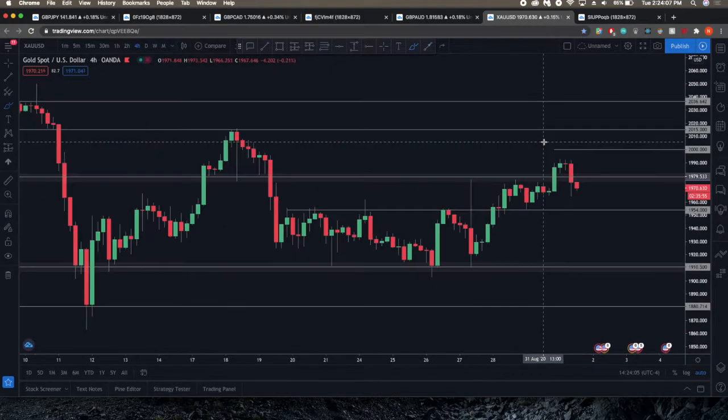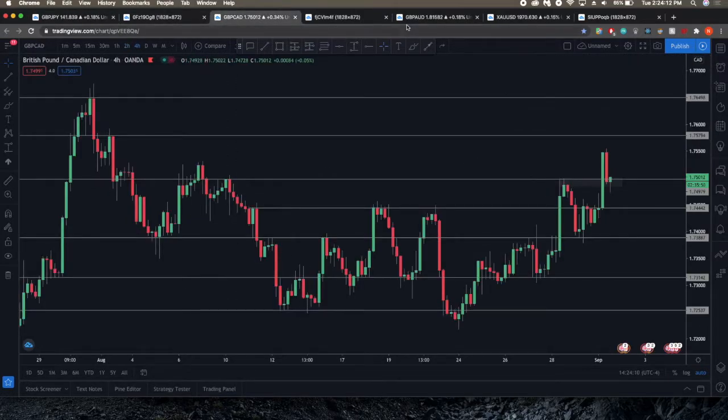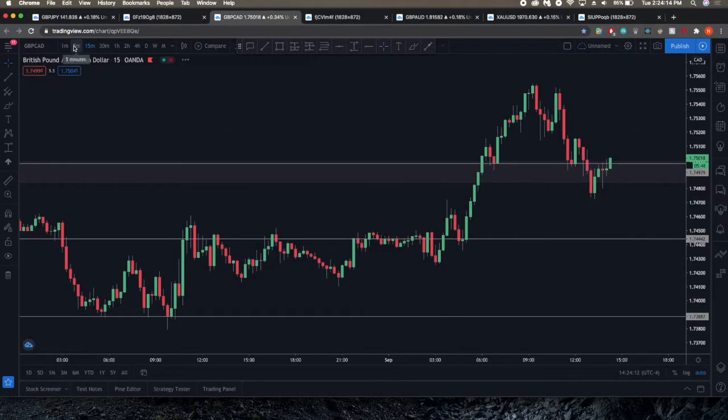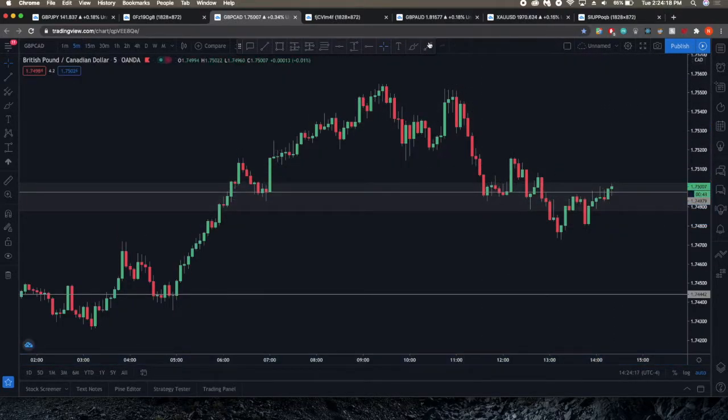Quick daily recap. Just went through GJ, looking for GJ buys, GBPCAD buys. See, it's already acting up. Yeah, so something like this. Sorry. Lower time frame, you see something like this, right?